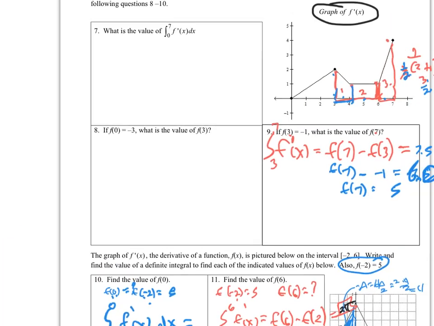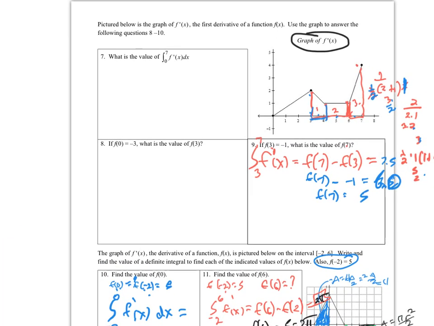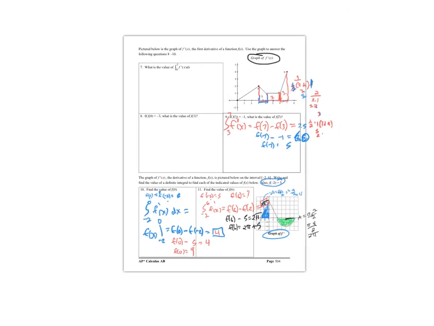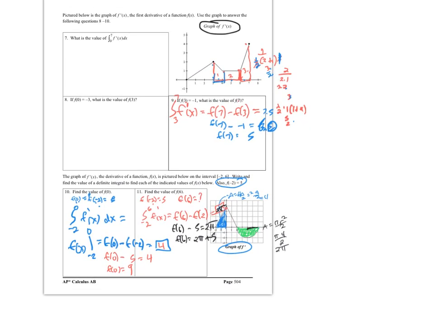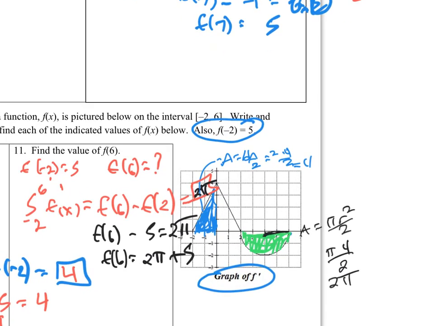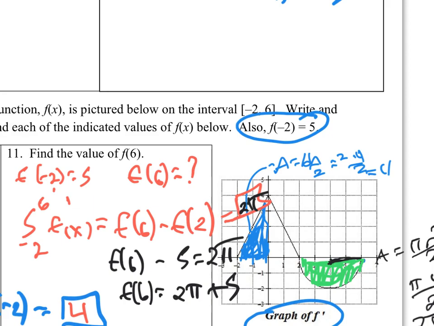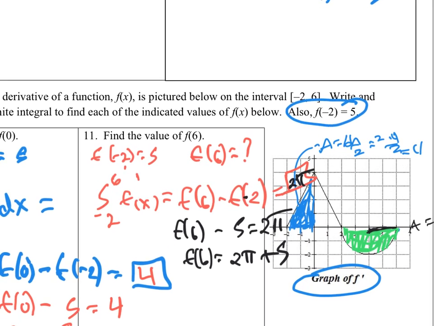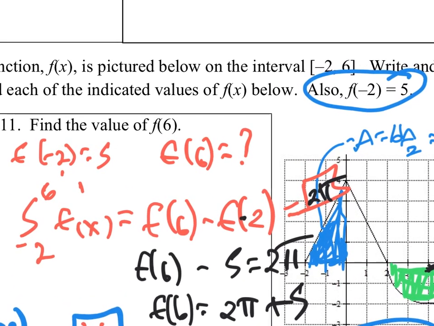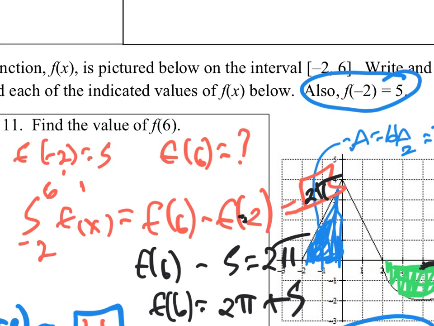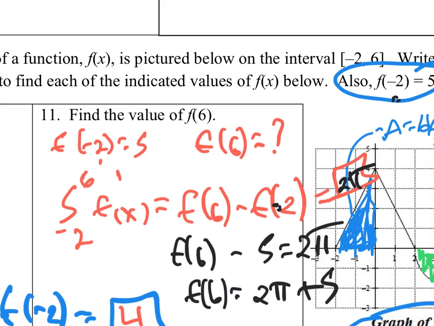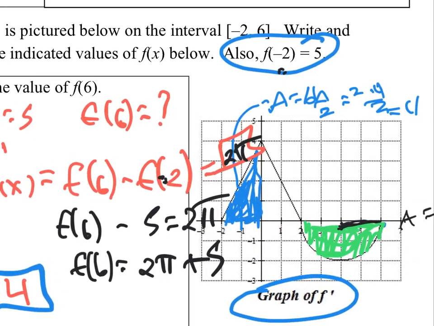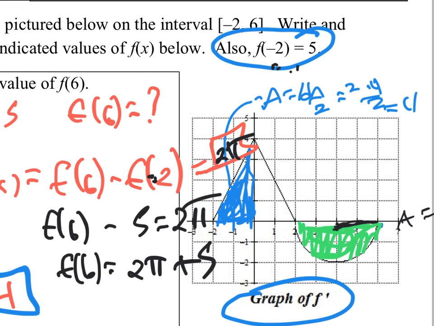Anybody else? Last chance. We did all of those except for 2. Why divide plus 5? Because f of negative 2 is 5. Oh, did I use the wrong number? Yeah, it was f of negative 2 is 5. That's given in the problem. I went negative 2 to 6. I did it right. I just didn't write the negative on that one. That was given for us, so I just plugged it in.